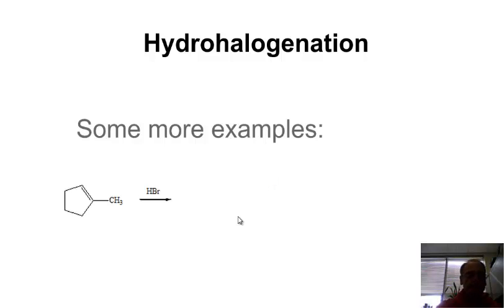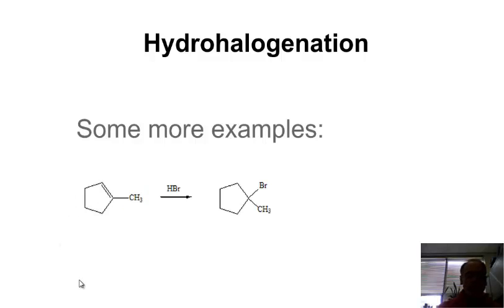Here's another example, starting with 1-methylcyclopentene, and we add HBr to it. See if you can predict which carbon, that one or that one, gets the new hydrogen, and therefore which one gets the bromine. If this is what you predicted, that is correct. This carbon, having one hydrogen, picks up another one and becomes a CH2. This carbon, having no hydrogens, picks up the bromine, and the bromine ends up there.